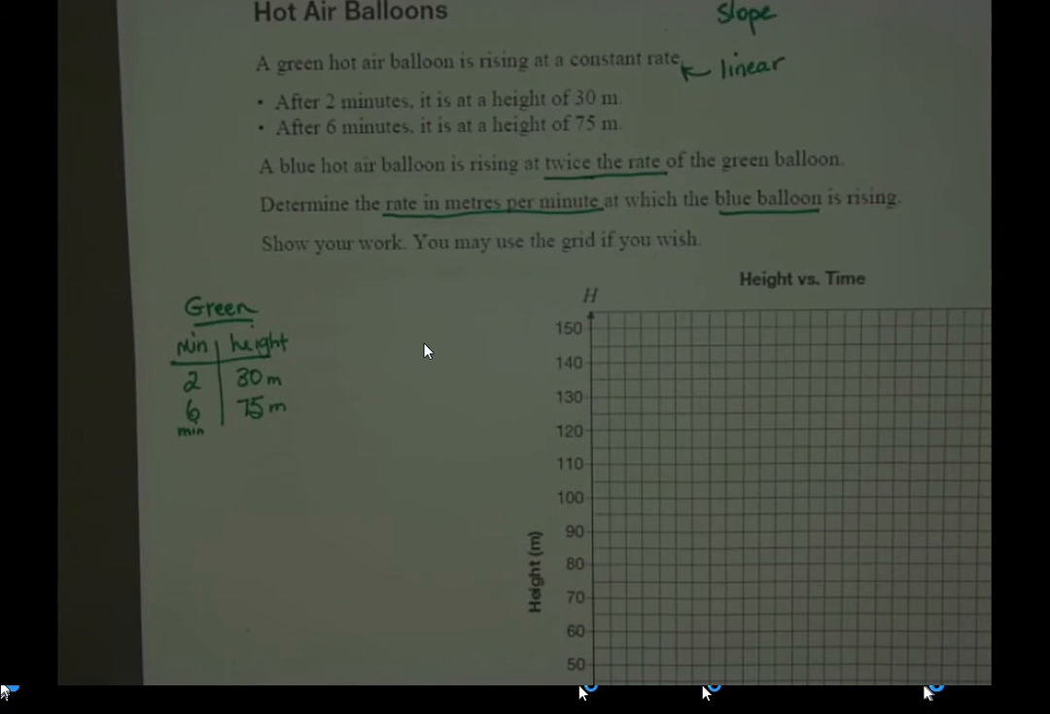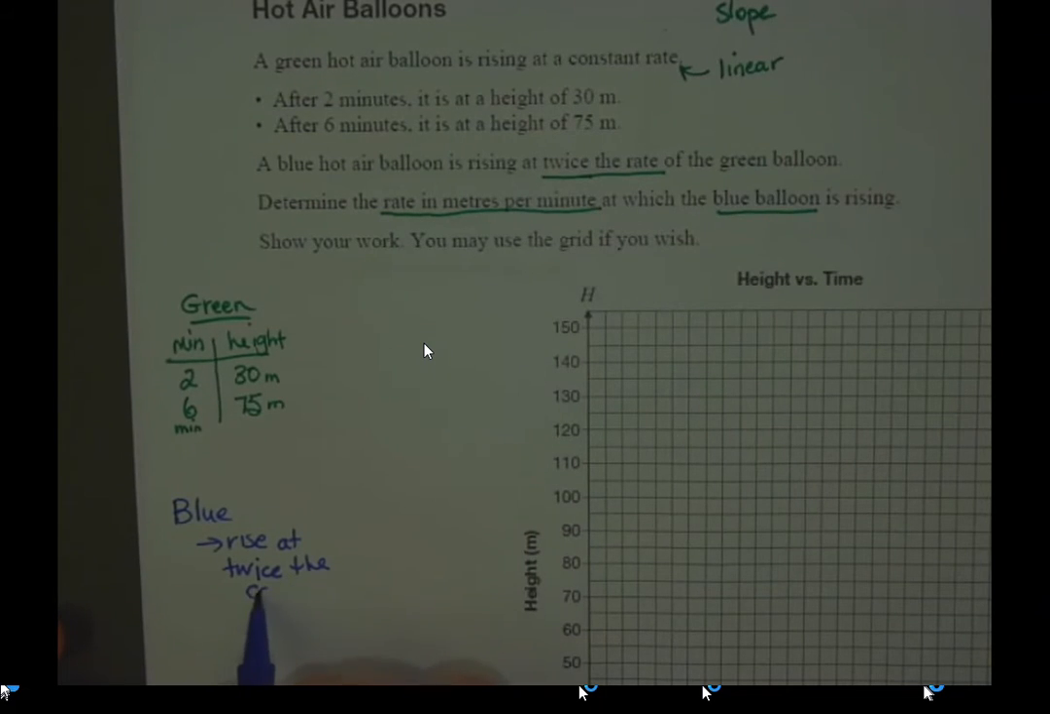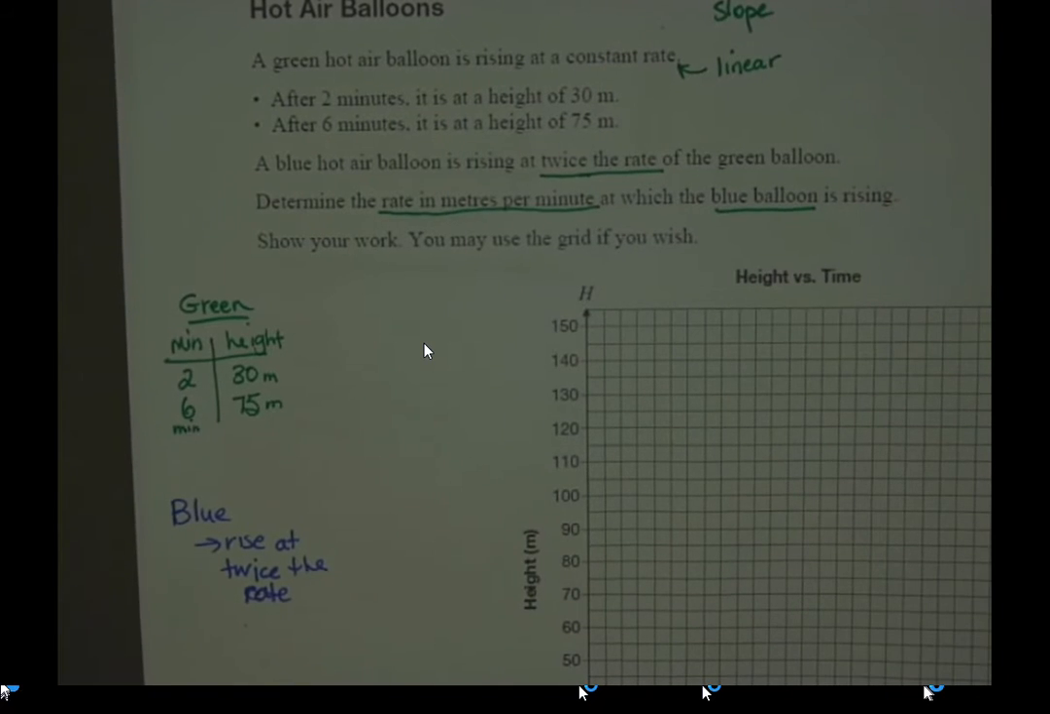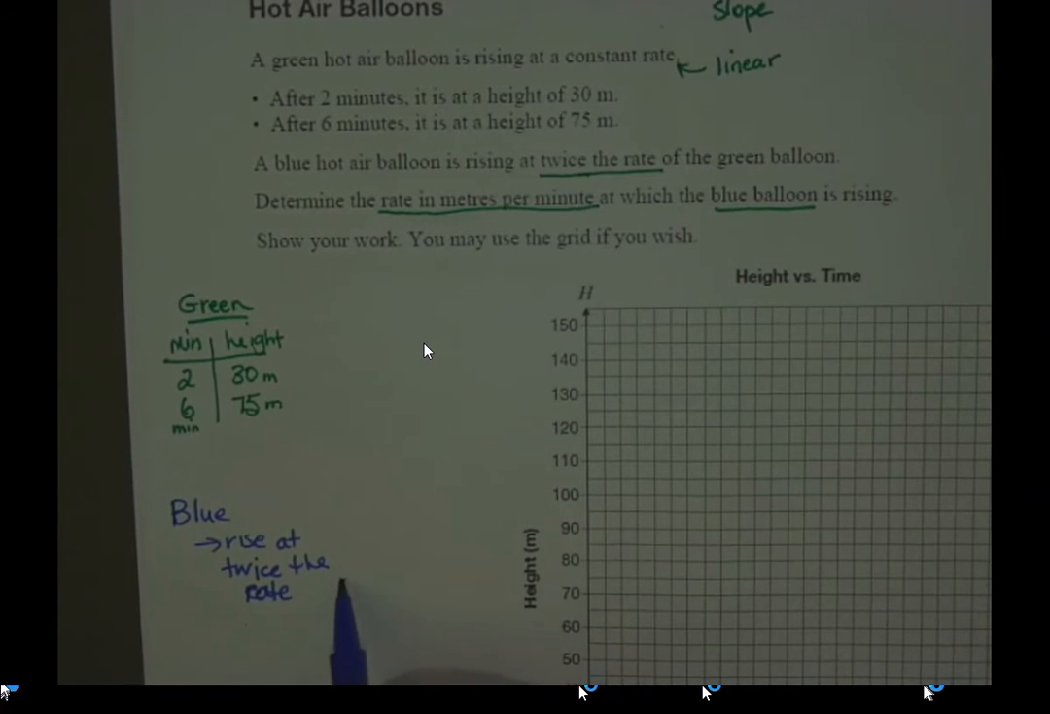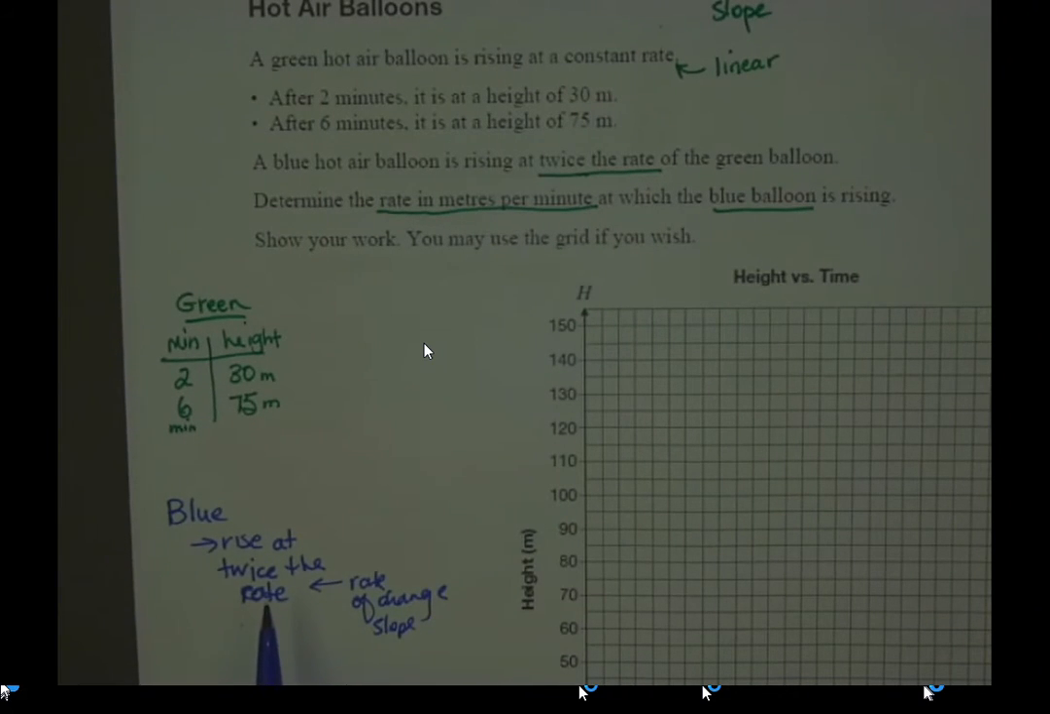So we have to ask ourselves, what do we want to find? Well, we have a blue balloon. It's going to rise at twice the rate. So when we hear rate, that should tell us that we're finding our rate of change or slope. So if we can find the rate of change for this, we just have to double it.